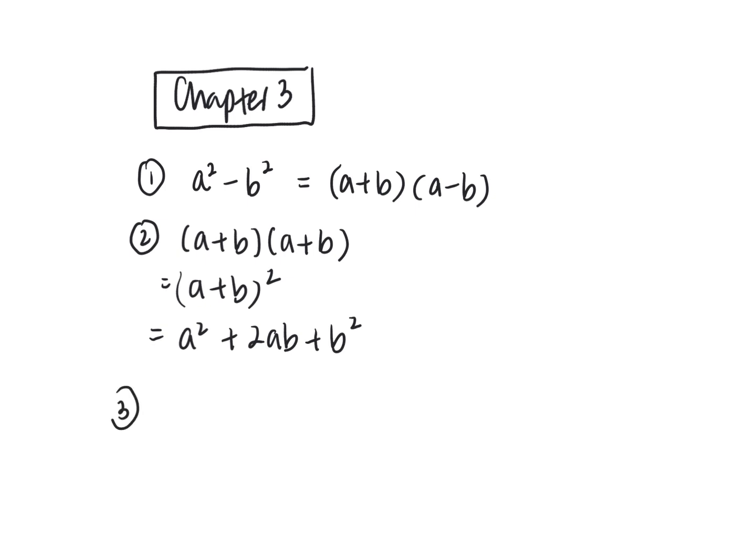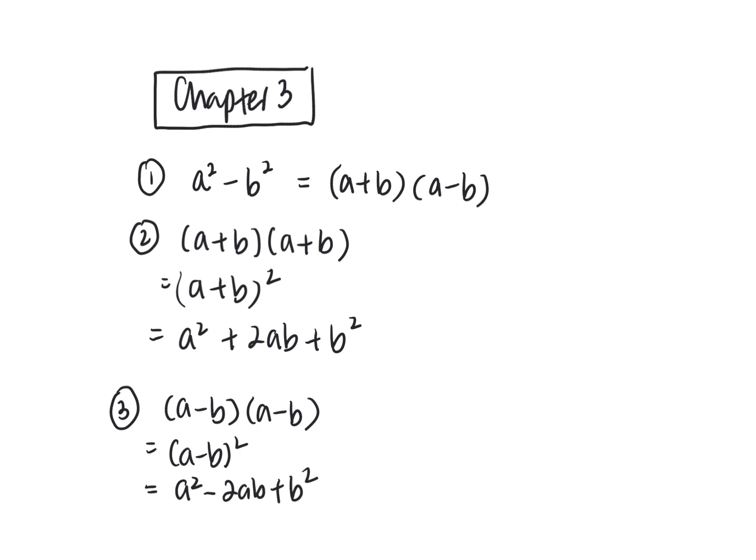The third one you need to remember is when both are negative. So it is (A minus B) squared, so A squared minus 2AB plus B squared. So these are the three special product rules you need to memorize. No choice, this one must be memorized.